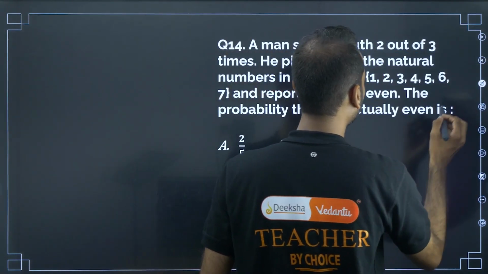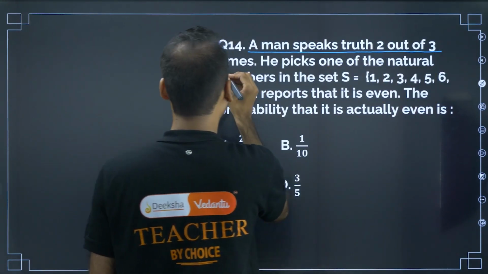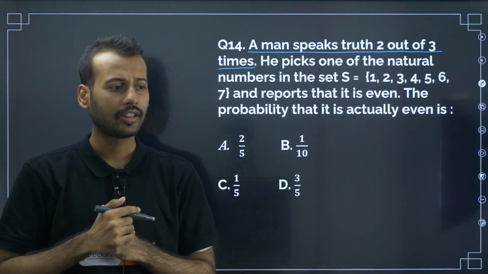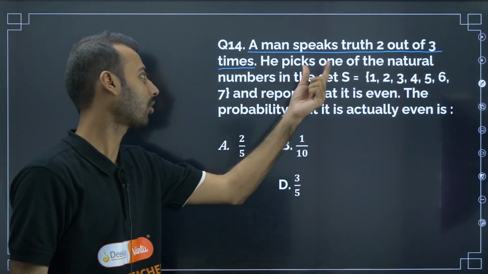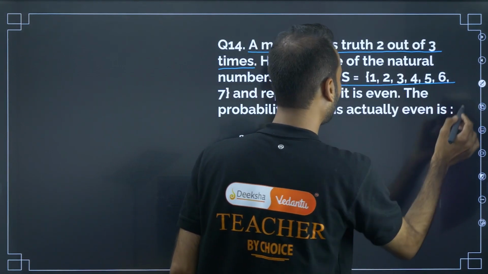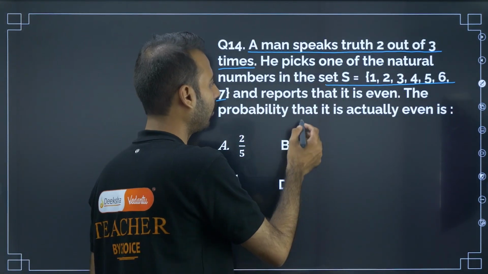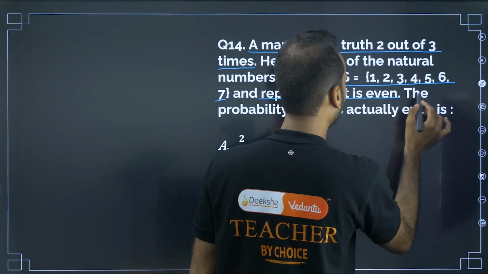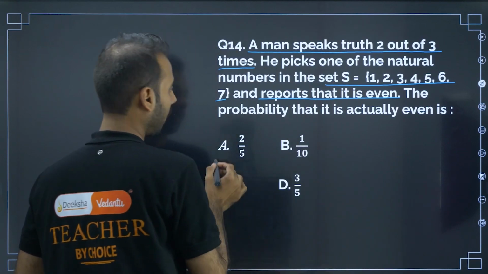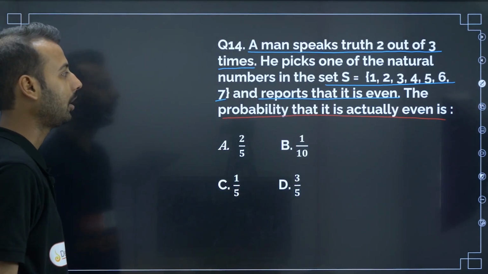A man speaks truth 2 out of 3 times. There is one man, he speaks truth 2 out of 3 times. That means sometimes he is lying, 1 out of 3 times he is lying. He picks one of the natural numbers from the set and reports that it is even. What is the question? They are asking the probability that it is actually even.